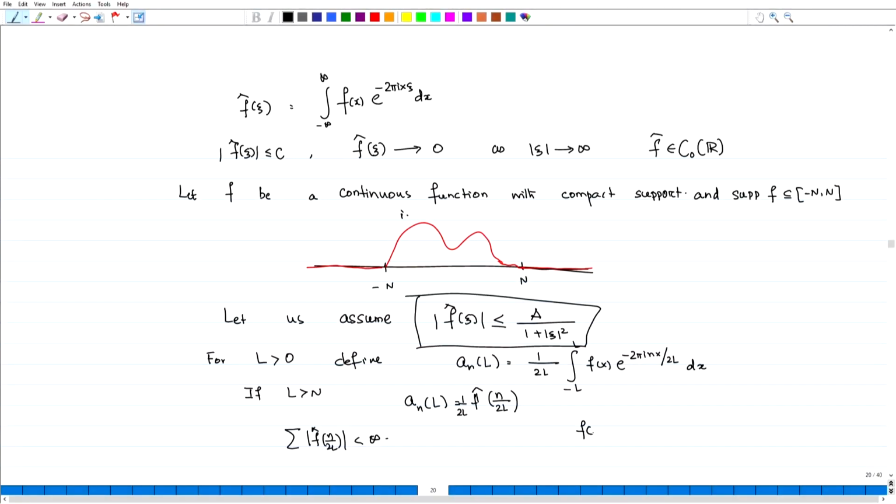So, then we can write f of x as the summation of a n L e to the power 2 pi i n x by 2L, which is equal to 1 by 2L times the summation over n, we can take it from minus infinity to infinity, of f hat of n by 2L e to the power 2 pi i n x by 2L.